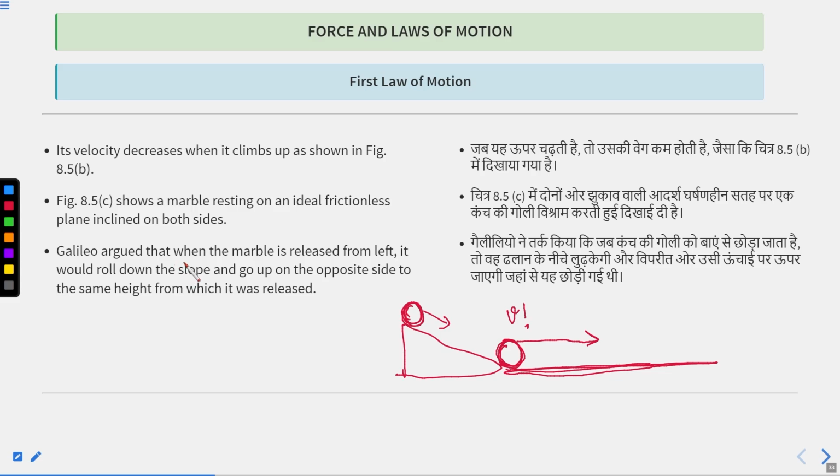Galileo argued that when the marble is released, it would roll down the slope and go up the opposite side to the same height. If you are able to make a slope here also with the same height and same width, then the marble will easily roll on this incline and reach the highest point from where it began, if there is no friction involved.